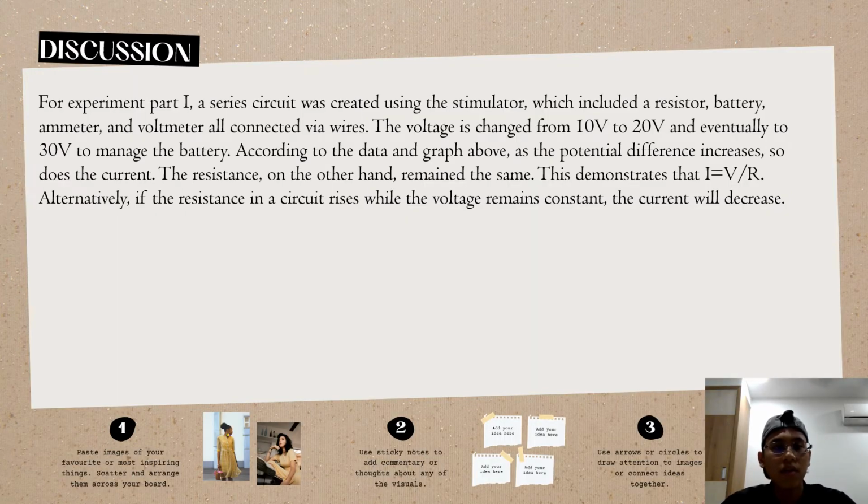For discussion, for experiment part 1, a series circuit was created using the simulator, which included a resistor, battery, ammeter and voltmeter, all connected via wires. The voltage is changed from 10 volt to 20 volt and eventually to 30 volt to manage the battery. According to the data and graph above, as the potential difference increases, so does the current. The resistance, on the other hand, remains the same. This demonstrates that I equal to V over R. Alternatively, if the resistance in a circuit rises while the voltage remains constant, the current will decrease.